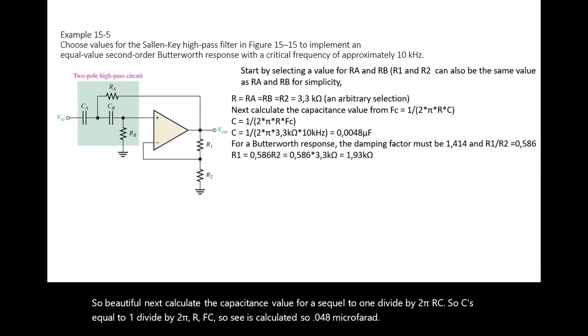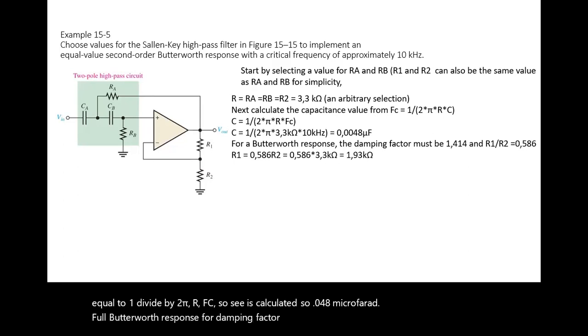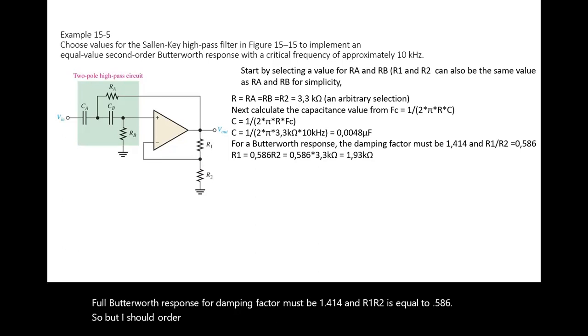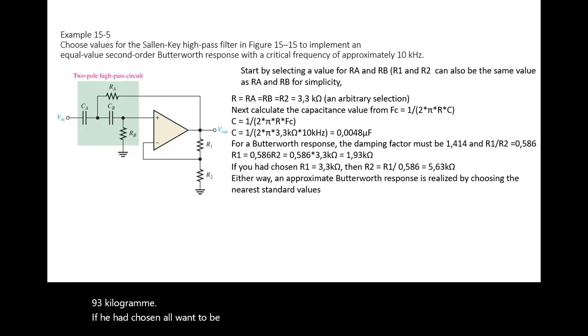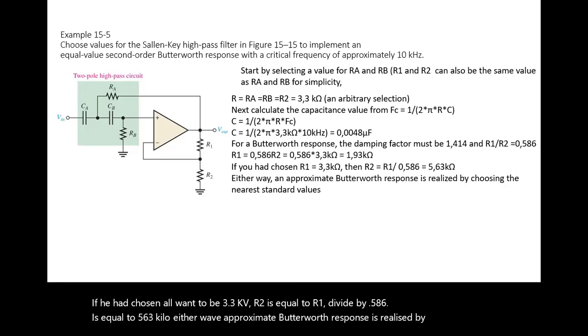For a Butterworth response, the damping factor must be 1.414, and R1/R2 is equal to 0.586. So R1 is equal to 0.586 multiplied by R2, which is 0.586 multiplied by 3.3K, equal to 1.93 kilo ohm. If you had chosen R1 to be 3.3K, then R2 is equal to R1 divided by 0.586, which is 5.63 kilo ohm. Either way, the approximate Butterworth response is realized by choosing the nearest standard values.